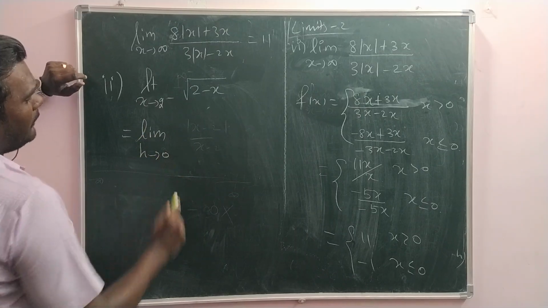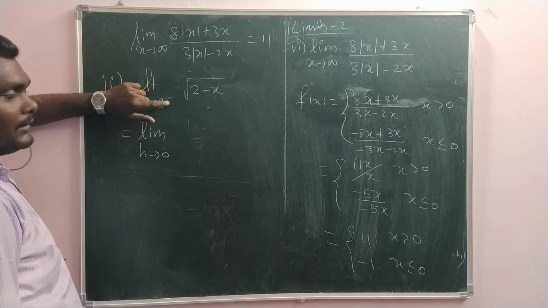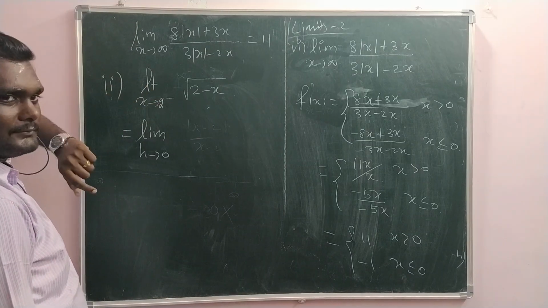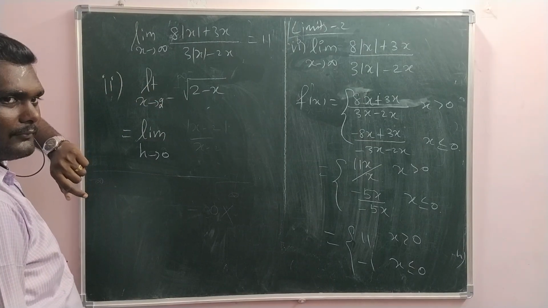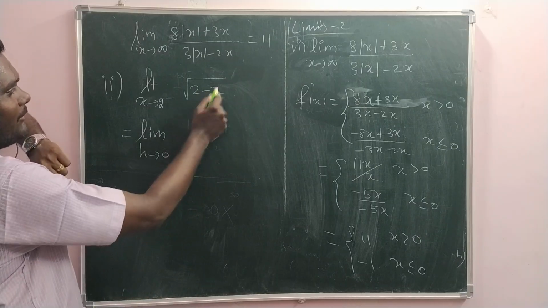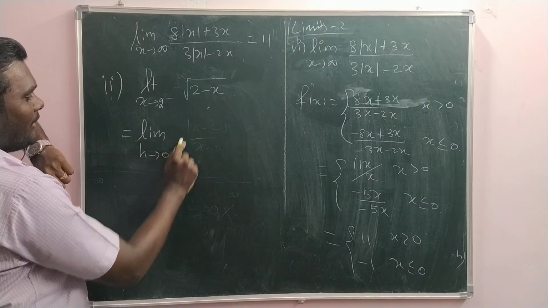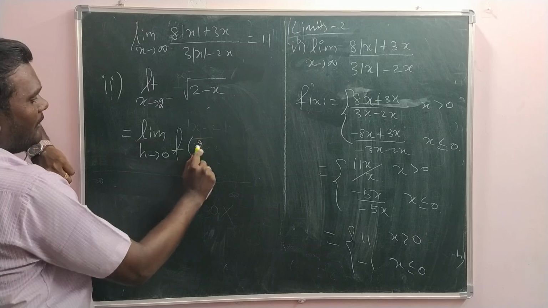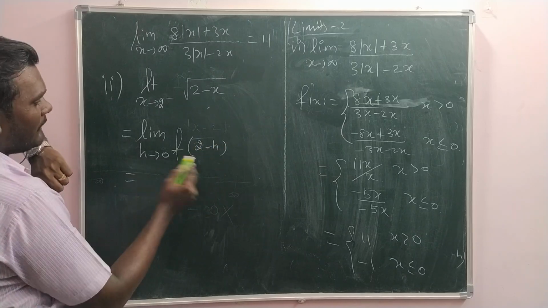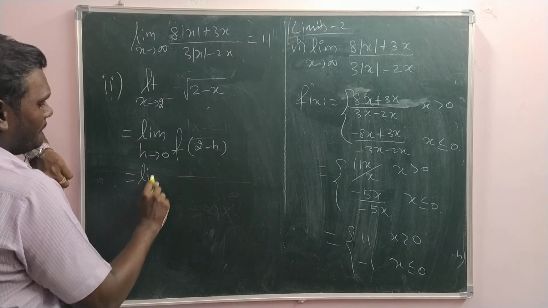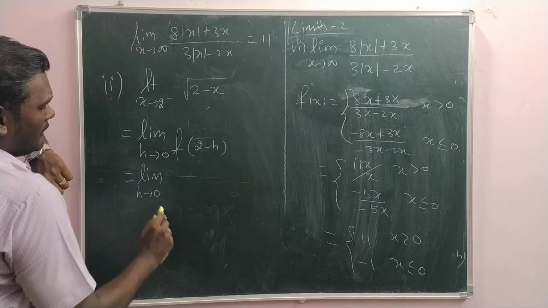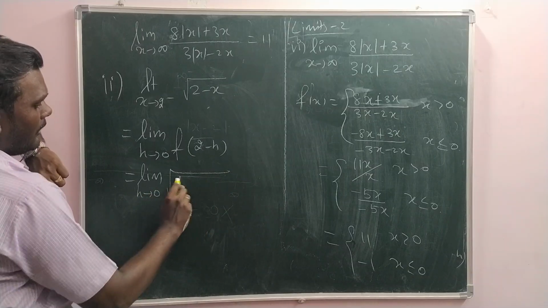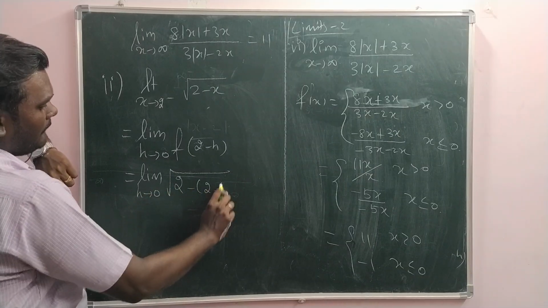This does not directly apply. Look, this is the left hand limit. Why will iota come? 2 minus 2 is 0, that's all. Left hand limit means what? f of 2 minus h. In place of x, you should substitute 2 minus h. So limit h tends to 0, square root of 2 minus of 2 minus h.